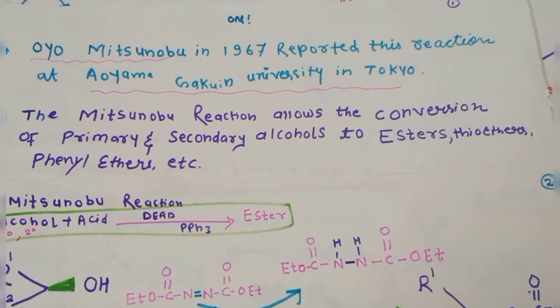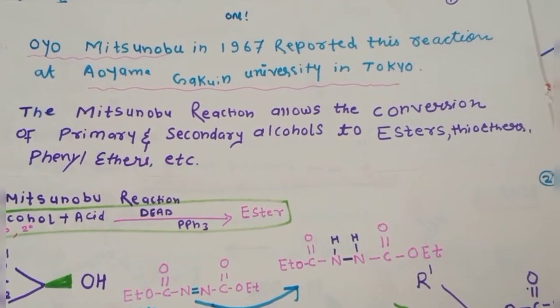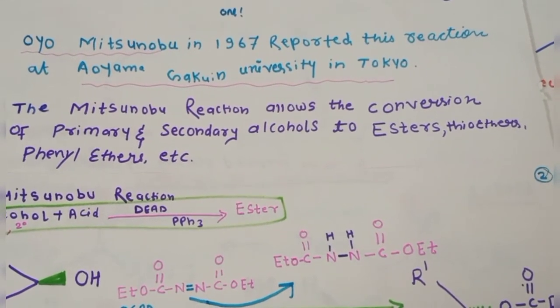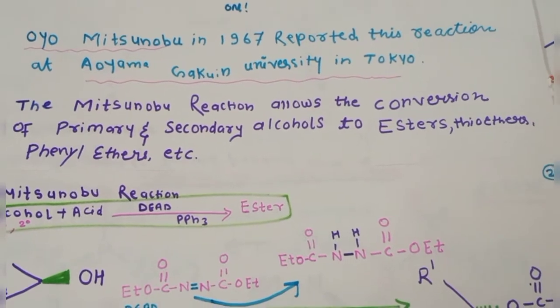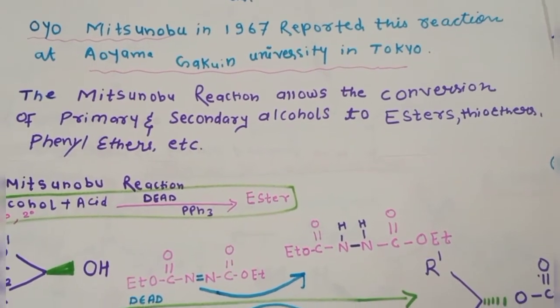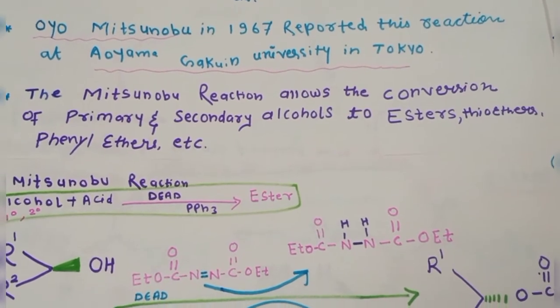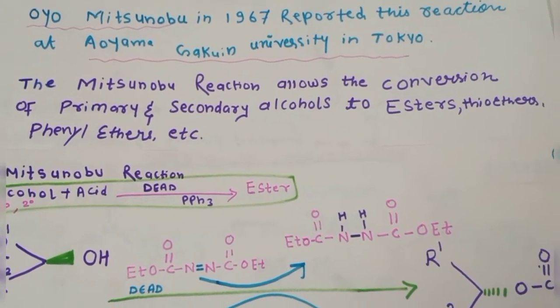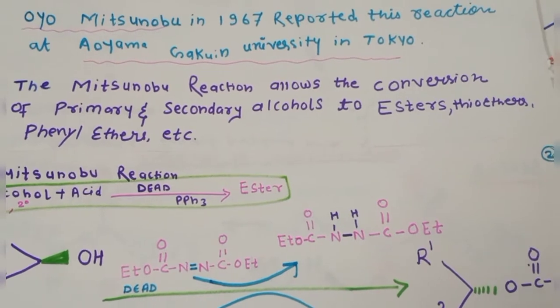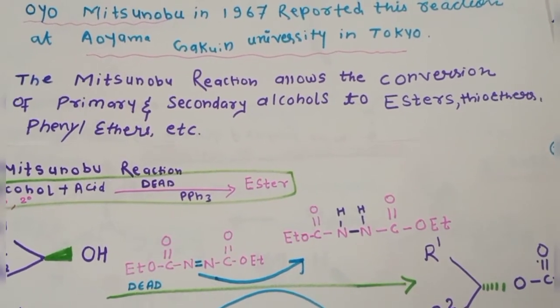Students, this reaction was reported by Oyo Mitsunobu in 1967 at Sophia University in Tokyo. And what is the main important thing in this reaction? This reaction allows the conversion of primary and secondary alcohols to esters, thioethers, phenyl ethers, etc.